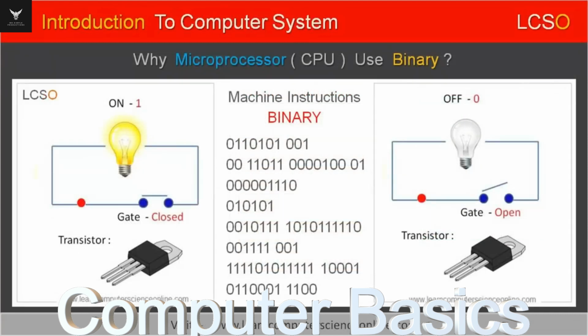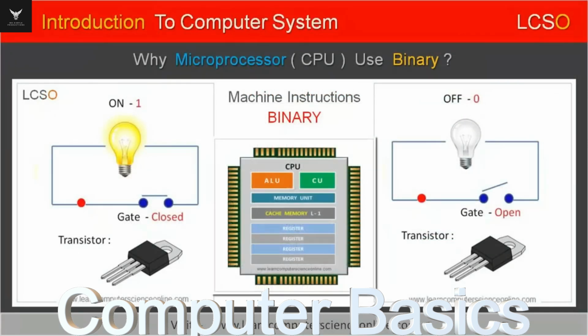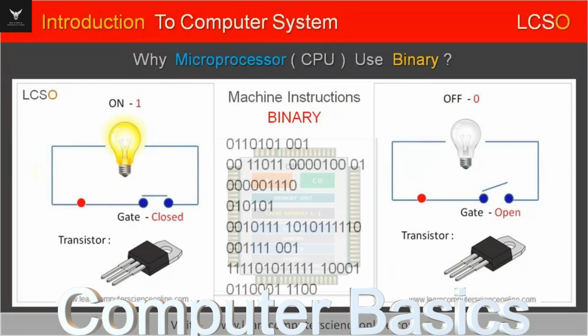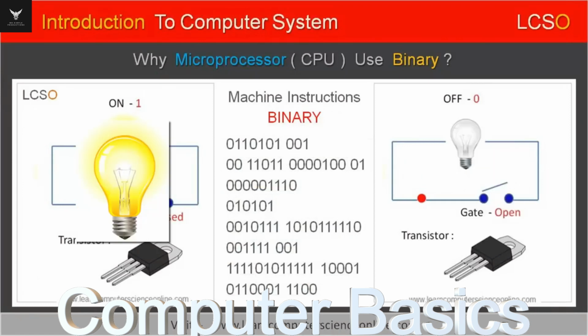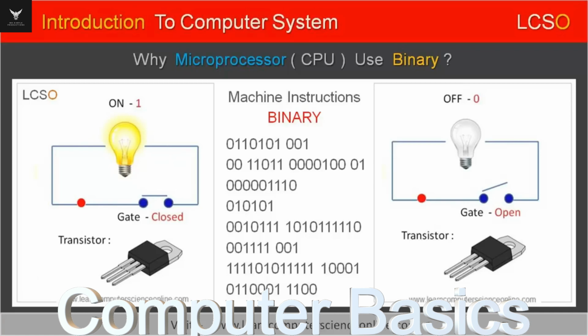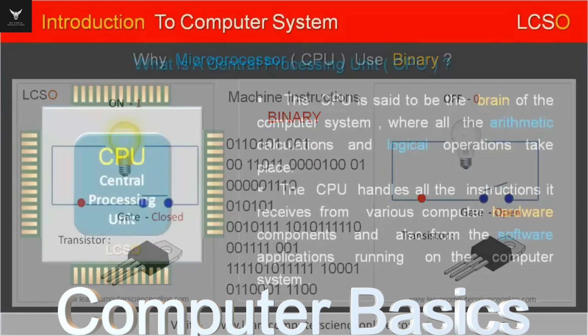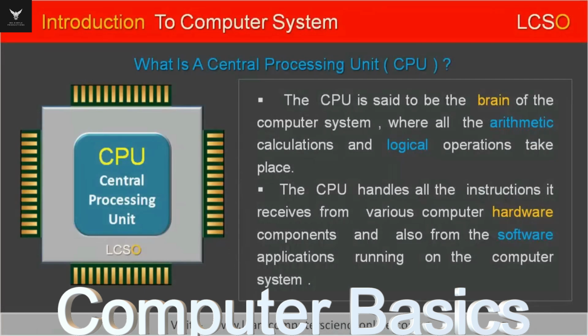The CPU can execute the program instructions encoded in machine language. The machine instructions consist of a sequence of only two numeric numbers, that is, either 0 or 1. The binary code is also referred to as machine code or machine language. The computer's microprocessor works as a brain. The processor performs all the arithmetic calculations and also handles the logical operations.